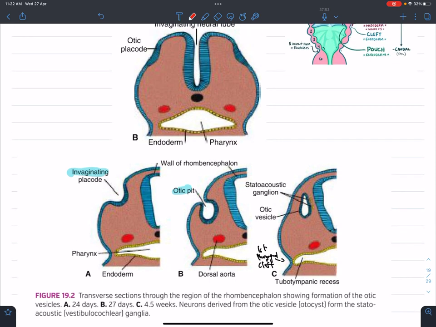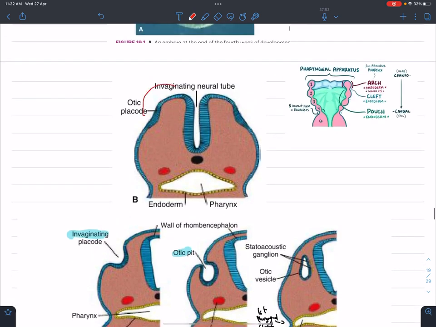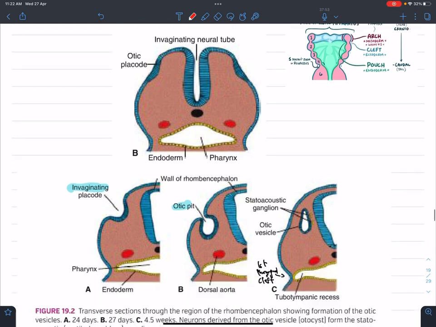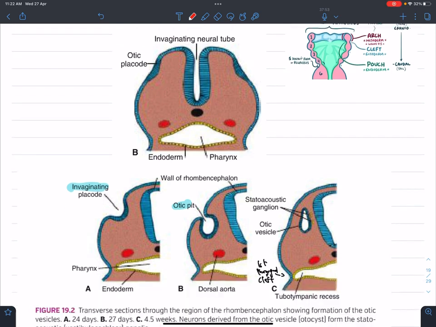Where does it originate from? It originates from the surface ectoderm on each side of the rhombencephalon. They will proliferate to form the otic placode. The otic placode will invaginate until it becomes the otic vesicle. That's the derivative of the inner ear.